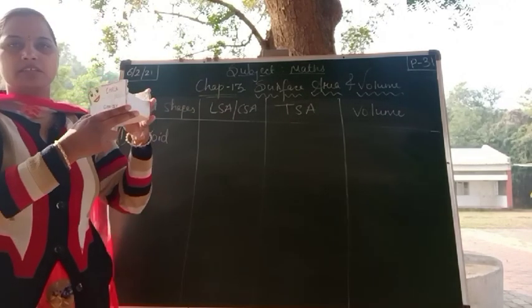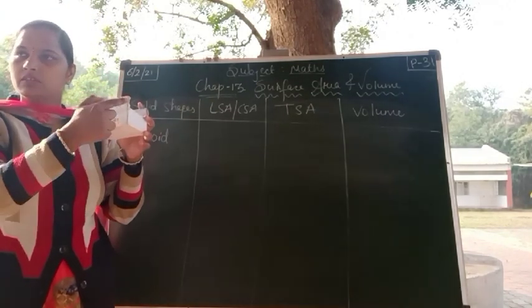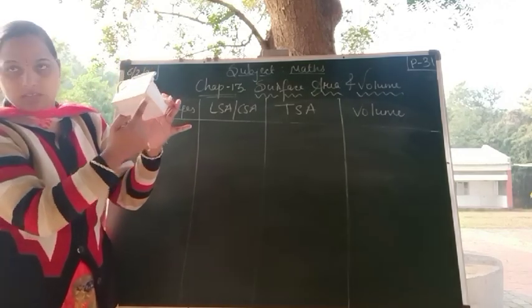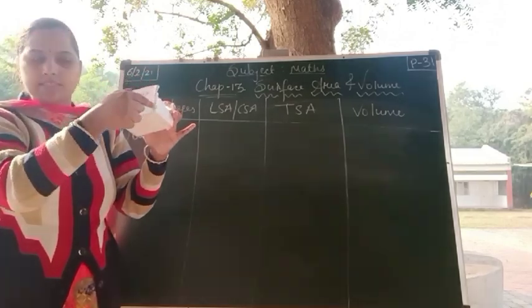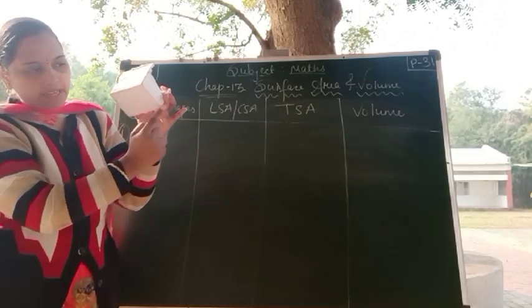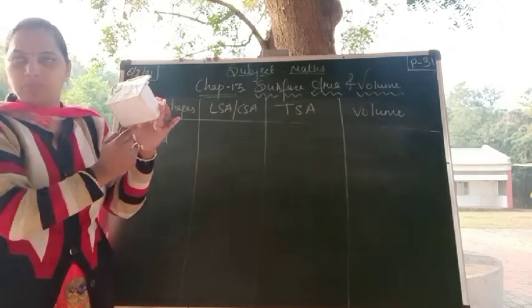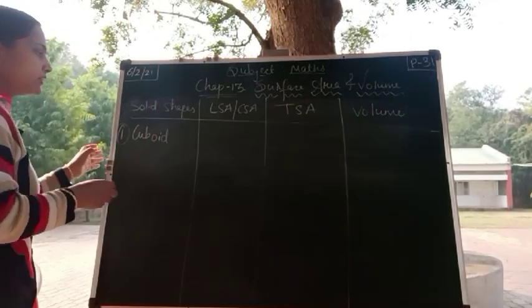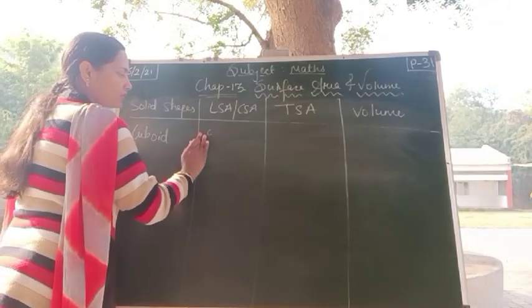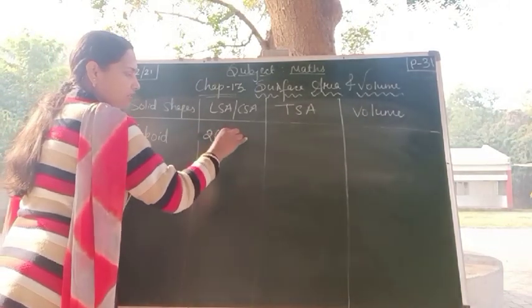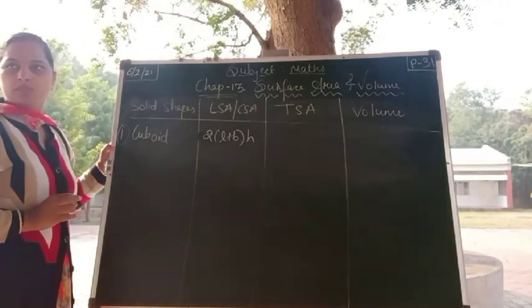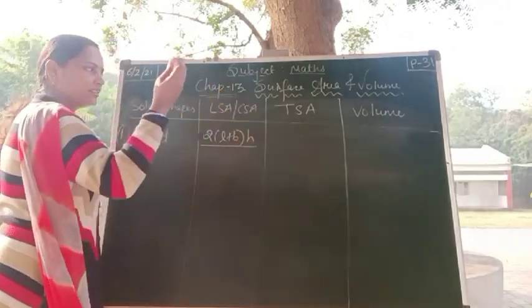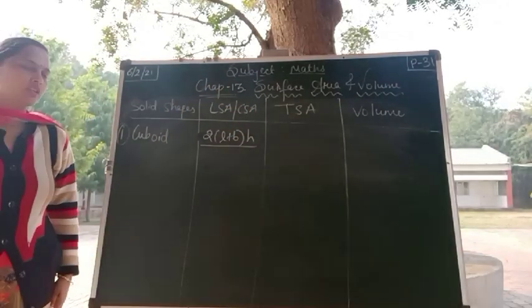And what is the height here for the chalk box? This is the height. This is length. This is breadth. And this is height. So perimeter of rectangle is 2 in bracket L plus B, and here it is height. Okay. So the formula is perimeter of base into height. Perimeter of base 2 in bracket L plus B into height. Okay, this is the formula. Done. Lateral surface area of cuboid.